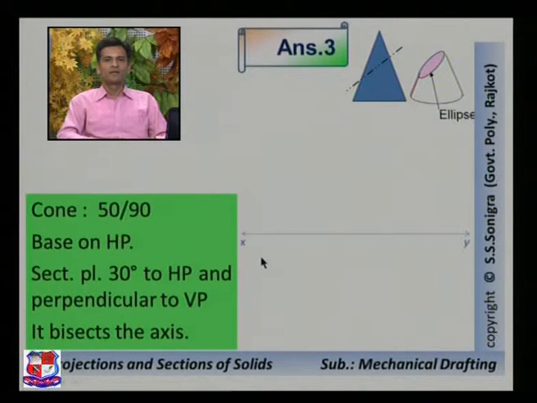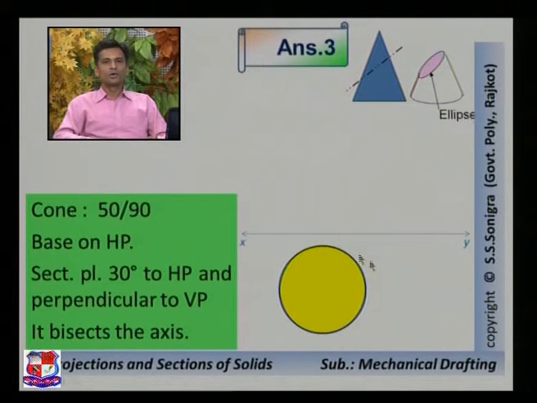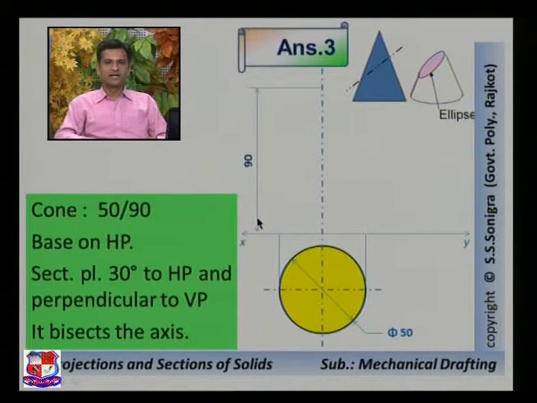Now draw an XY line that represents the intersection of both the planes HP and VP. Draw a circle below the XY line of diameter 50 mm. Insert the dimension like this, 50 mm. Don't insert the radius in the dimension. Draw its axes, vertical axis and horizontal axis, and from the endpoints draw projection lines like this, and the height is given, that is 90 mm.